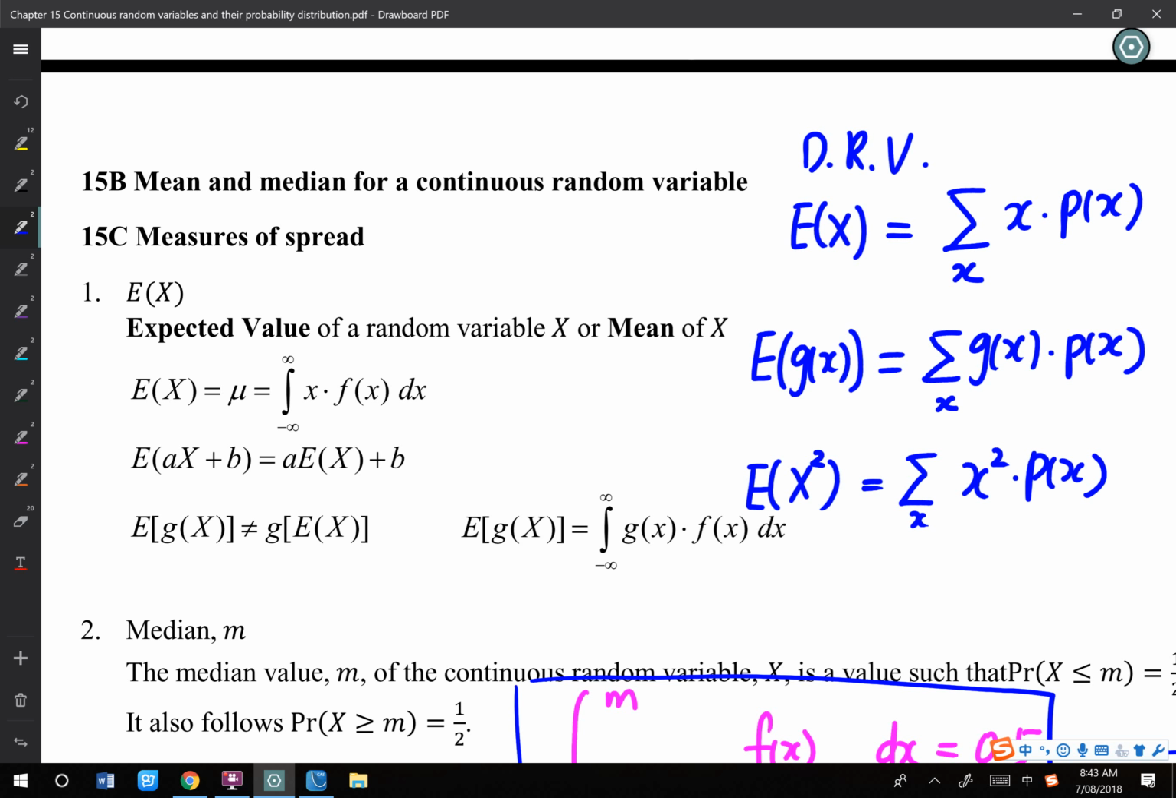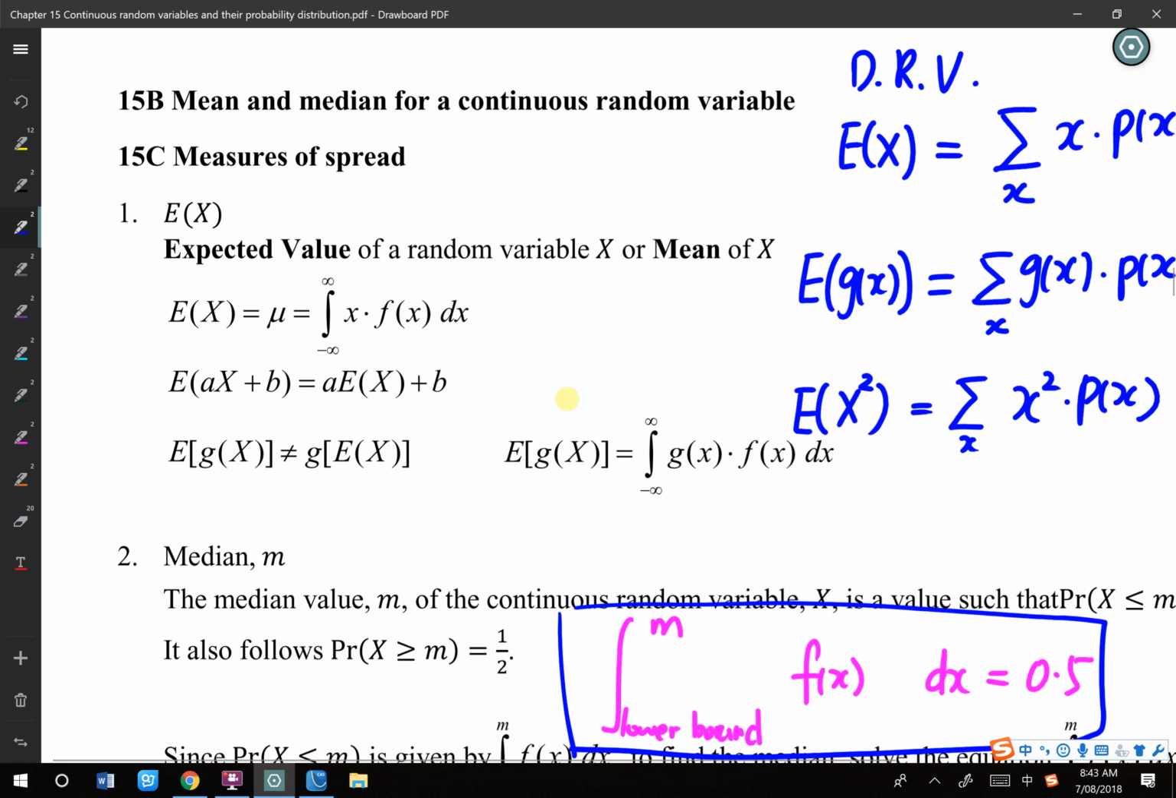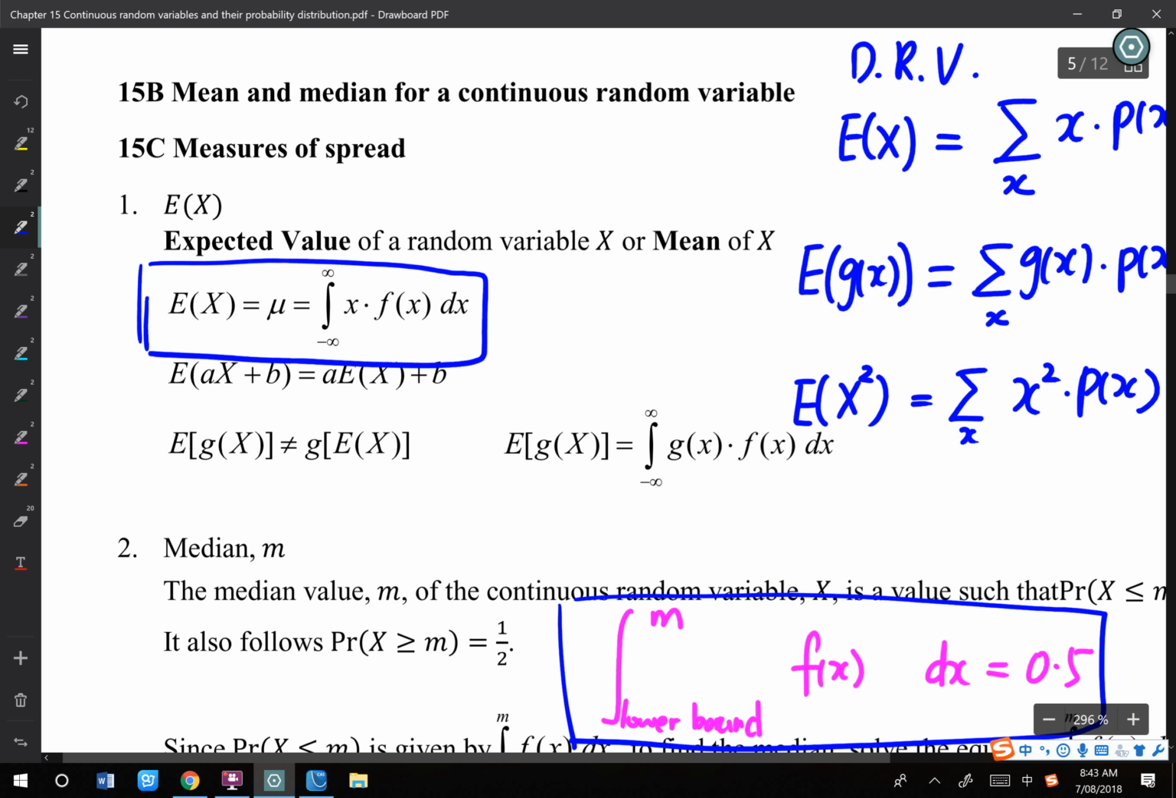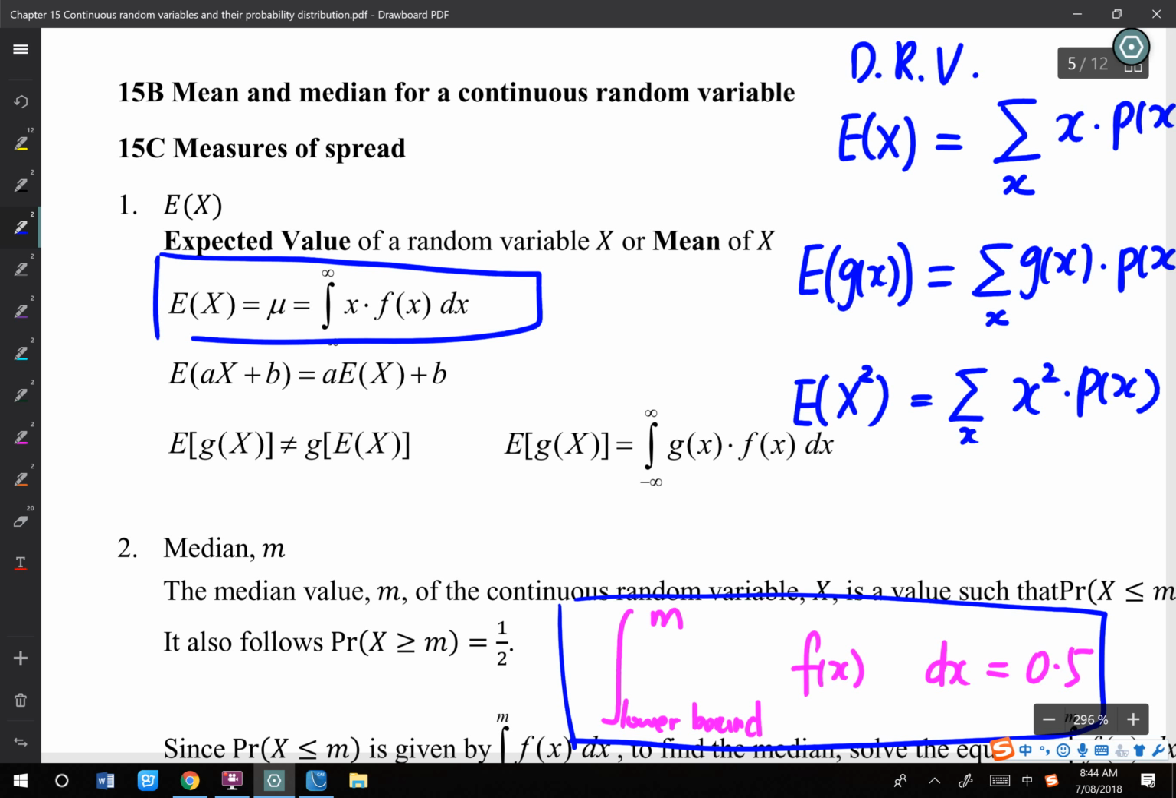So here, see this mu. It's almost exactly the same thing. x times f(x). Originally it's p(x), but now we don't have probability, we have density. So it's x times the density. Before it was a sum sign, but now with infinitely many numbers, it becomes an integral sign. Before it was summing all the x values, now we're integrating over all the x values.